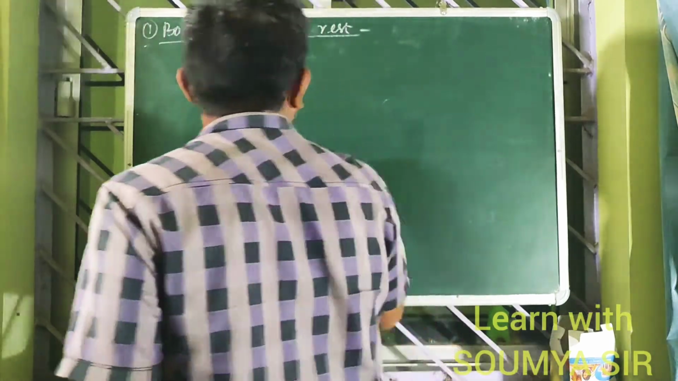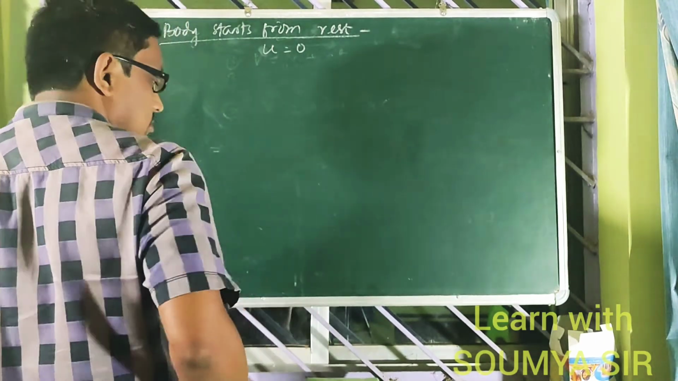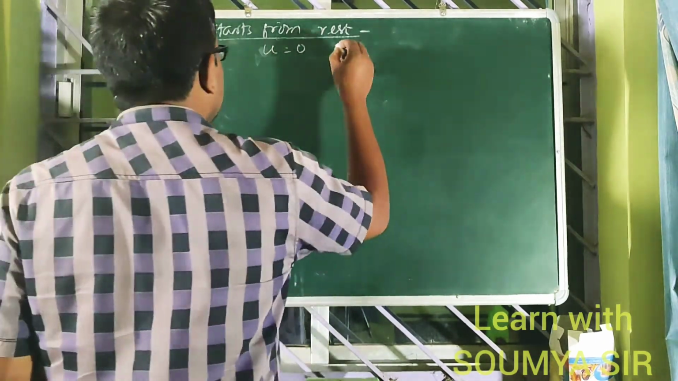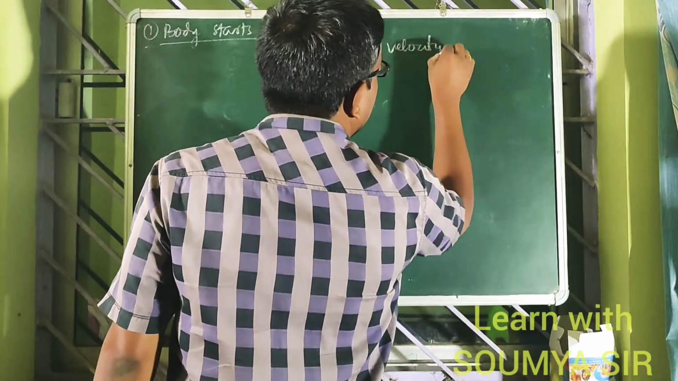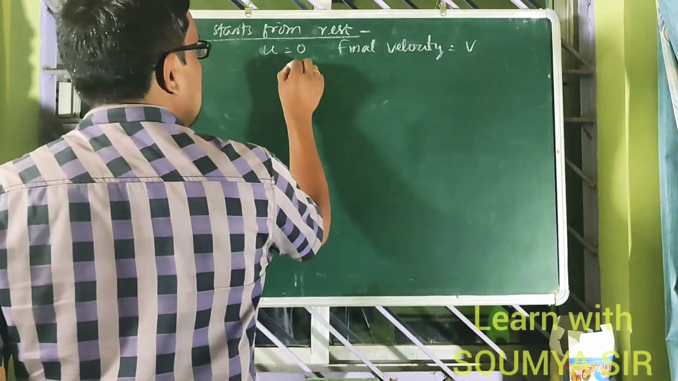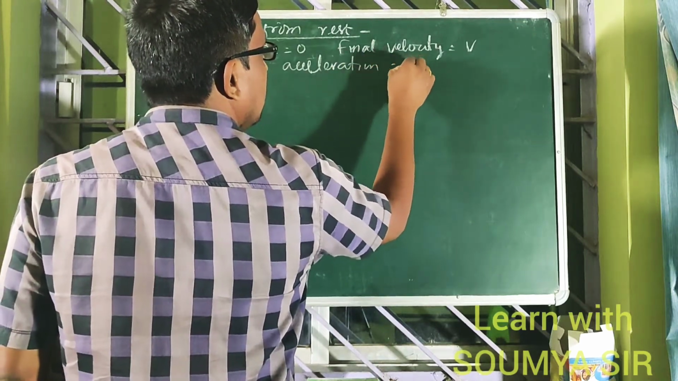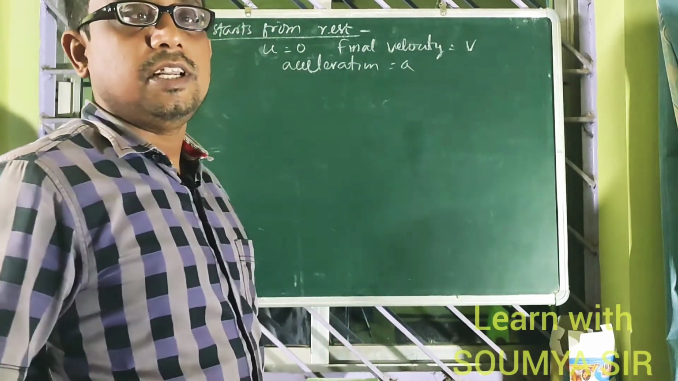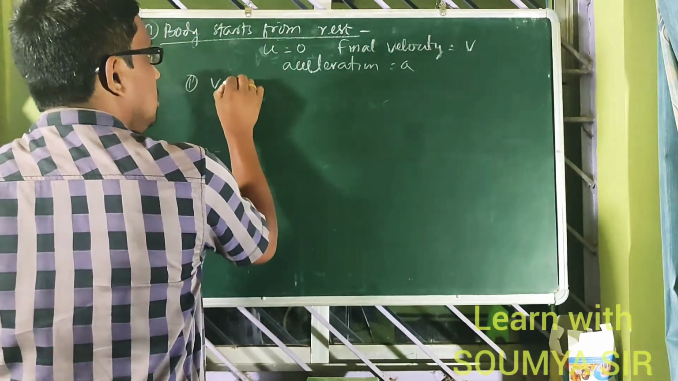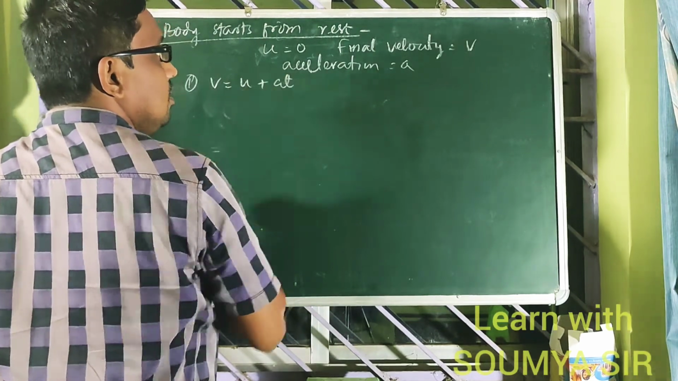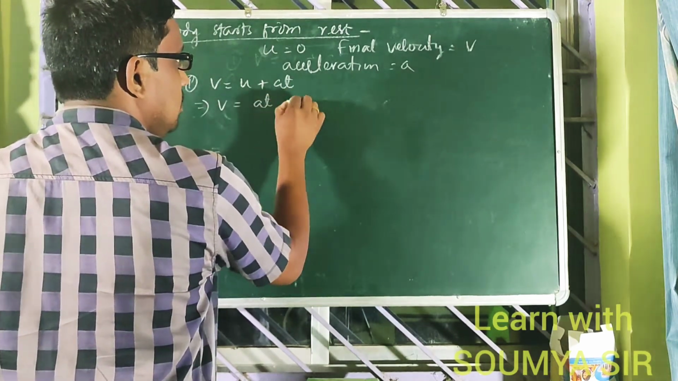So when the body starts from rest, we can say u is equal to 0. Initial velocity u is equal to 0. There will be a final velocity, which will be v, and acceleration will be a. So if we put these values, the first equation of motion v is equal to u plus at. Putting u is equal to 0, we can write v is equal to at. This is number one.